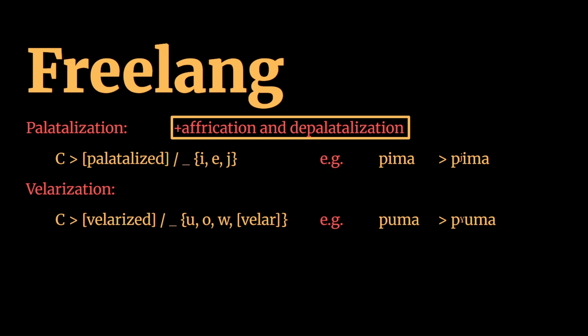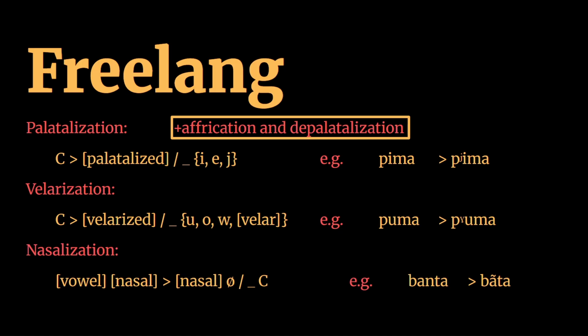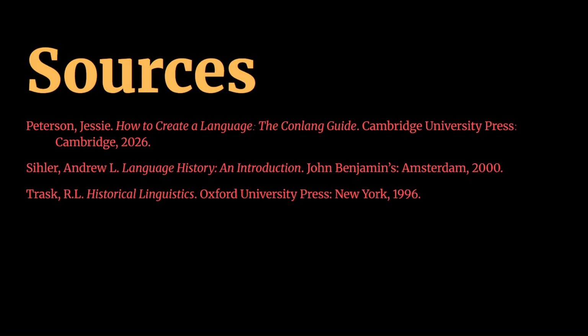This would create a variation, similar to that found in Irish, between broad and slender consonants. I think we could also add nasalization in, where we would have a rule that says that nasal codas disappear while nasalizing the vowel that they are accompanied with. So banta would become banta. Again, we might do a little bit more with the allophony later, but for now, these will be our major changes. These are some of the sources that I used in creating this video.